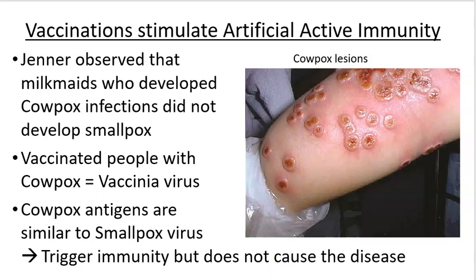And the antigens on the surface of cowpox are similar enough to smallpox that your T cells would recognize cowpox, and now they were primed and ready to fight off smallpox. So you would get immunity, but you wouldn't get the nasty consequences of the smallpox disease. So really kind of a cool thing to use.